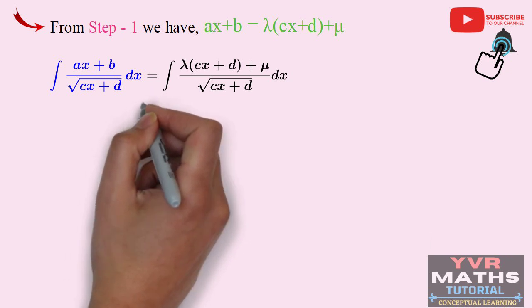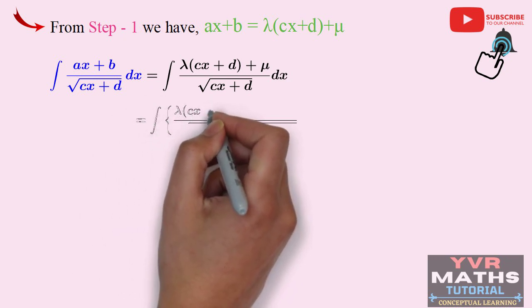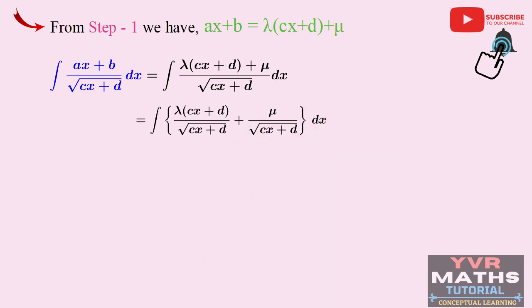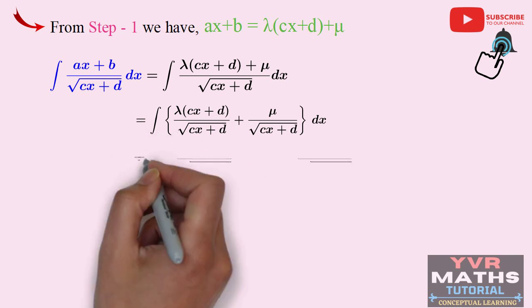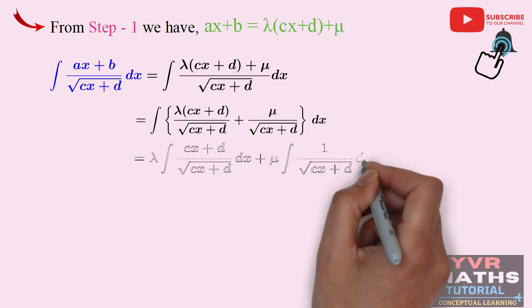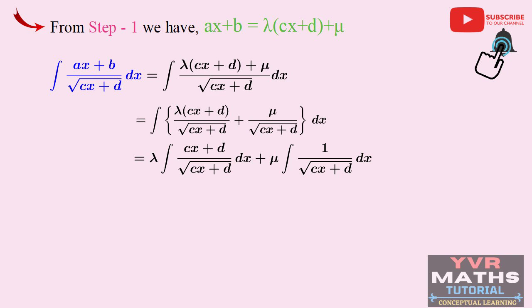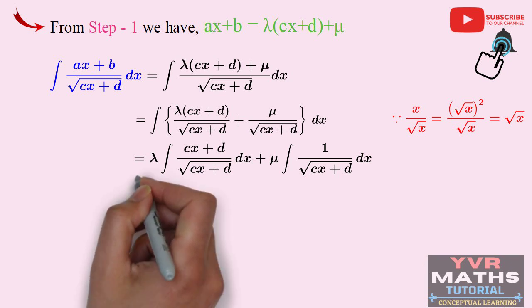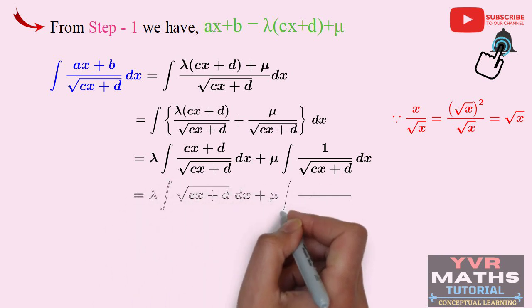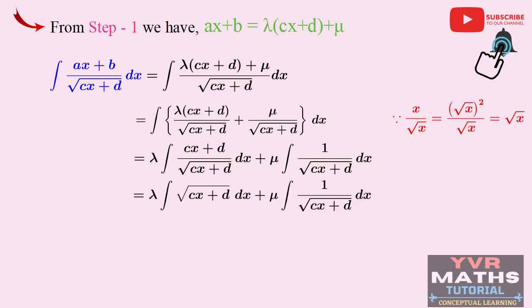See here in the next step: integral [λ(cx+d) by root (cx+d) plus μ by root (cx+d)] dx. By using basic properties of indefinite integrals, I am going to apply individual integrals. Then what you will get? See here in the next step: λ into integral (cx+d) by root (cx+d) dx plus μ into integral 1 by root (cx+d) dx. We know that x by root x can be written as root x. So based on that basic knowledge, the next step can be written as λ into integral root (cx+d) dx plus μ into integral 1 by root (cx+d) dx.